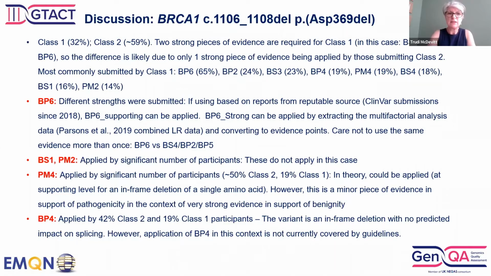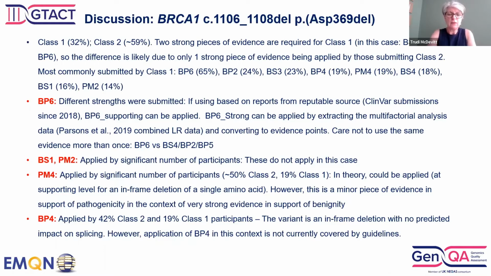BP6, this is really similar to the PP5 previously, that if you are using it based on a reputable source, so that's the ClinVar submissions plus including the ENIGMA, BP6 supporting only can be applied. And if you're extracting the multifactorial data, you can use BP6 strong. But again, you need to be careful that you're not using BP6 supporting with the individual components for the multifactorial analysis pulled out of it, because it's using the same evidence twice.